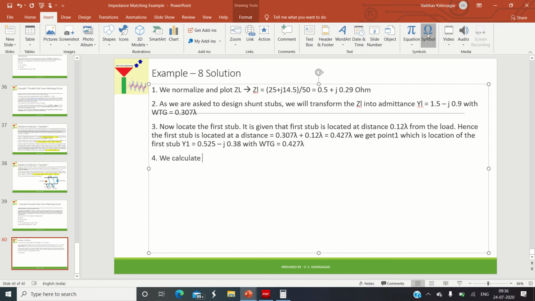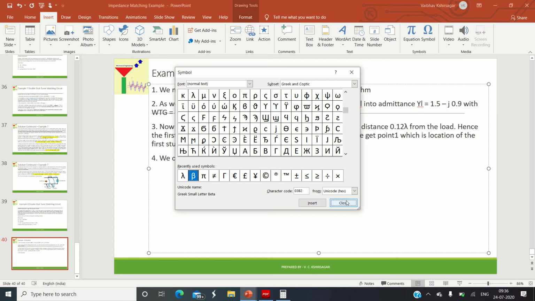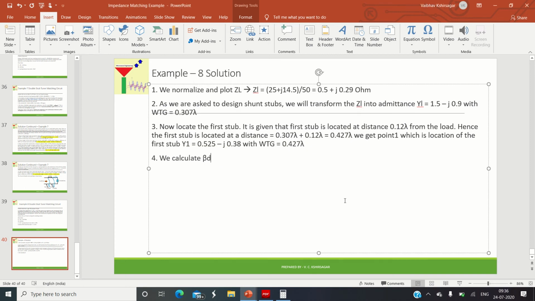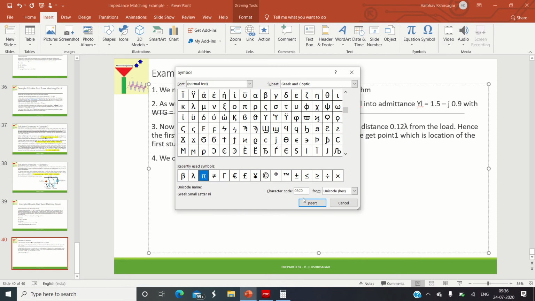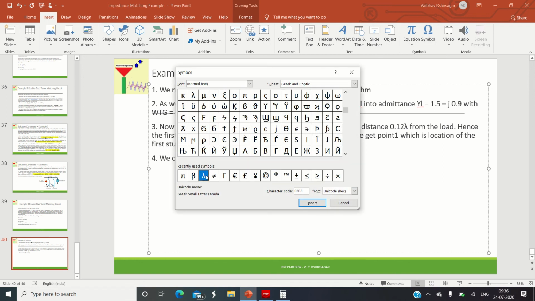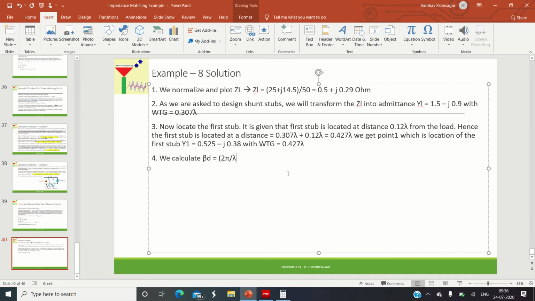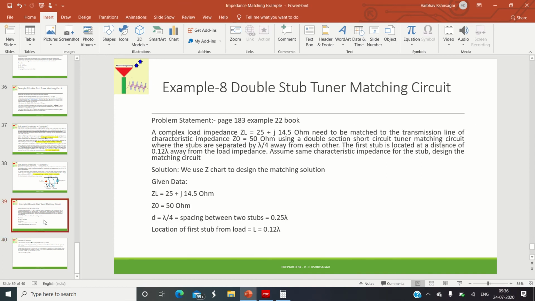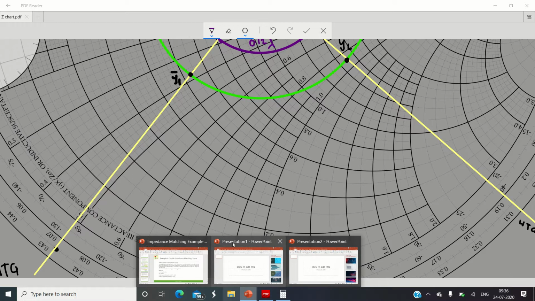Okay, product beta into D. So what is beta? Beta is 2 pi by lambda, right? I will insert the equation 2 pi divided by lambda, because beta is a phase shift. And what is D? D is the spacing between the two stubs, which is given to us. So D is lambda by 4.